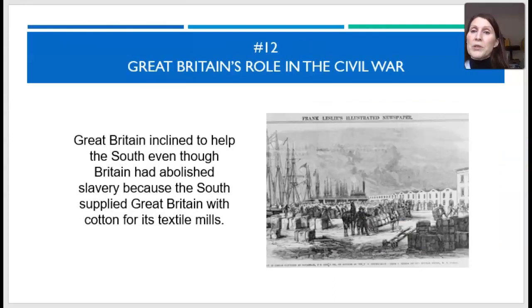Question number 12, Great Britain's role in the Civil War. Great Britain was inclined to help the South, even though Britain had abolished slavery, because the South supplied Great Britain with cotton for its textile mills.